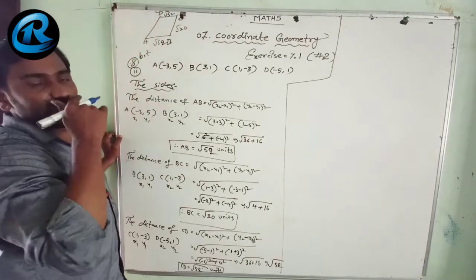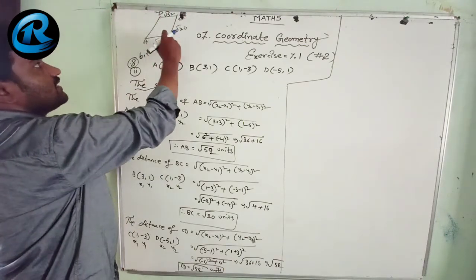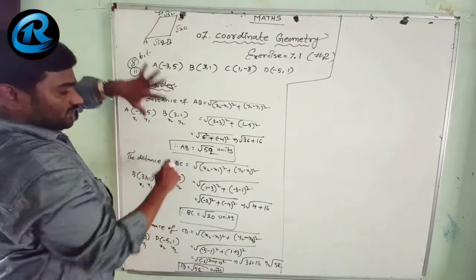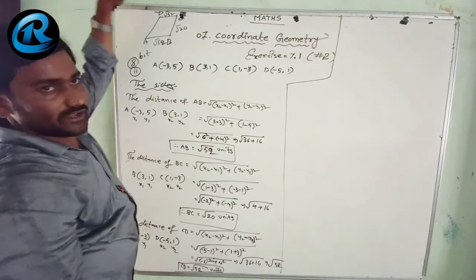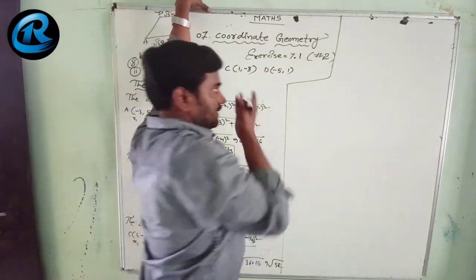Now this is under root of 52 we got. That means opposite sides we got equal. Here also let us see. AB is equal to CD we got. Then we have to get BC equal to AD. So opposite sides are equal.